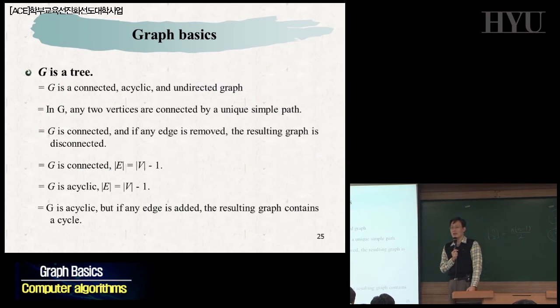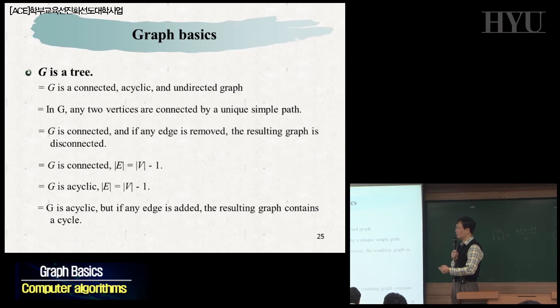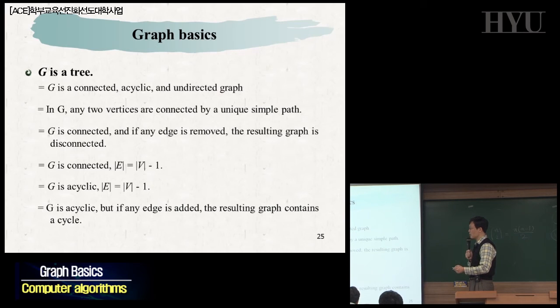But there are a lot of tree definitions. This is the one we used: connected, acyclic, undirected graph. But this definition is the same as saying that in a graph, any two vertices are connected by a unique simple path. So this characteristic can be used as a definition. That is, from this definition, we can show that this is true.